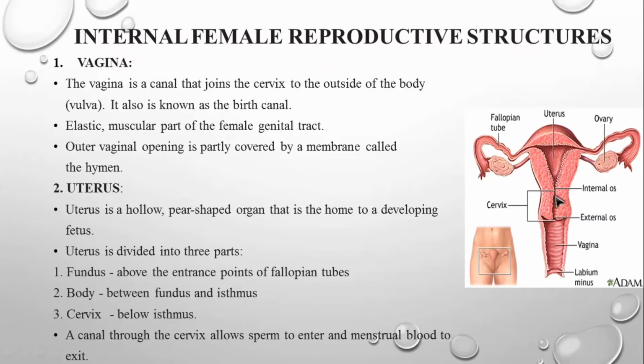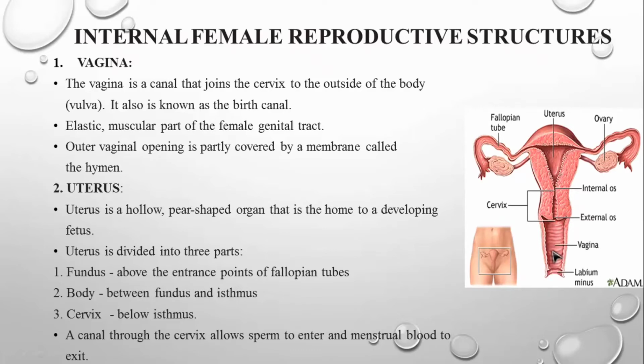One is the fundus, above the entrance point of the fallopian tube. Then the body, between the fundus and the isthmus. And the next one is the cervix, which is below the isthmus. So the three parts are the fundus, the body of the uterus, and the cervix of the uterus. The canal through the cervix allows the sperm to enter and the menstrual blood to exit.